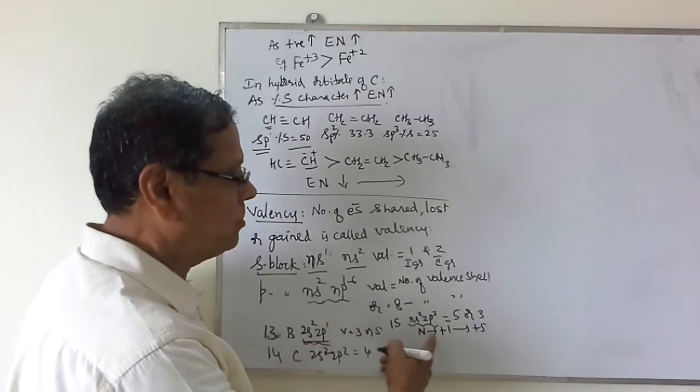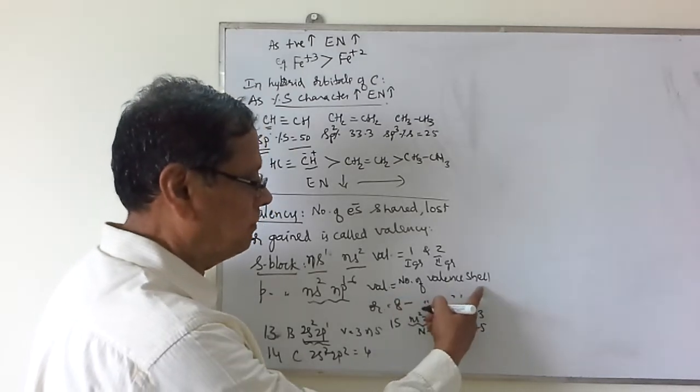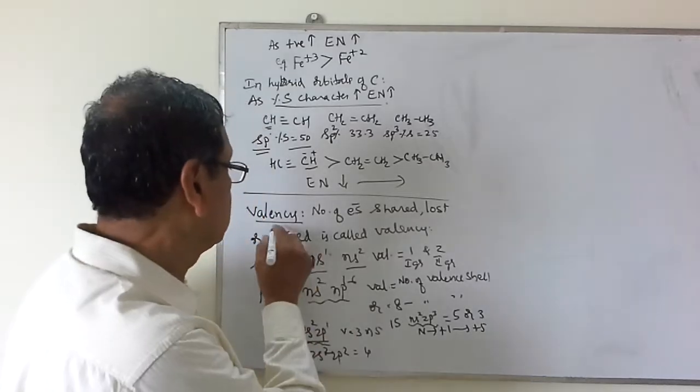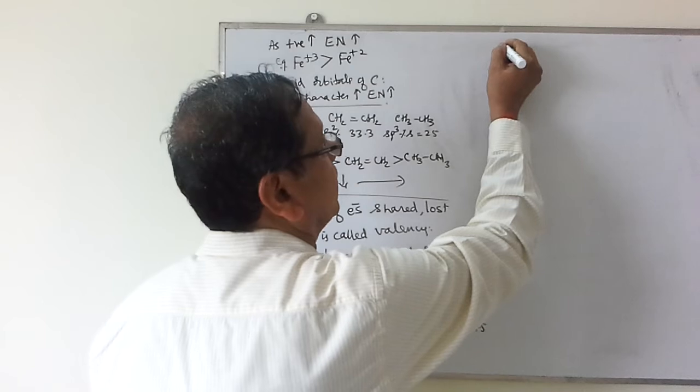Similarly, for the other elements, we can calculate the number of electrons present in the valence shell, or 8 minus the number of electrons in the valence shell. It is the topic called valency. The next one is oxides.